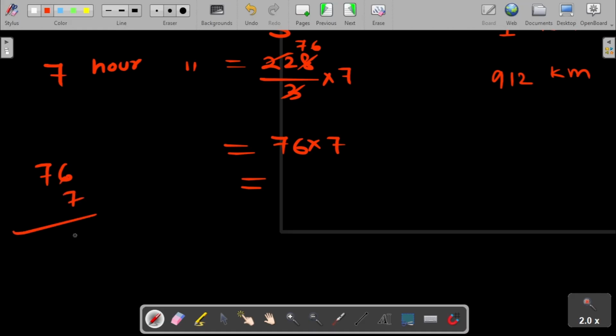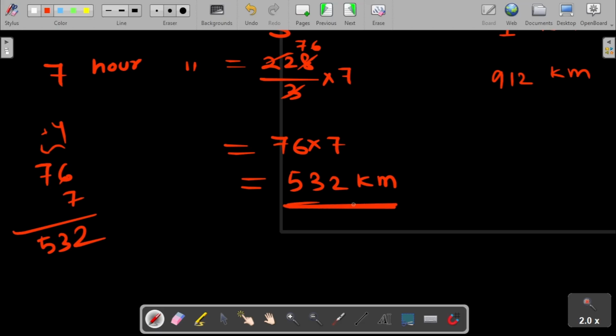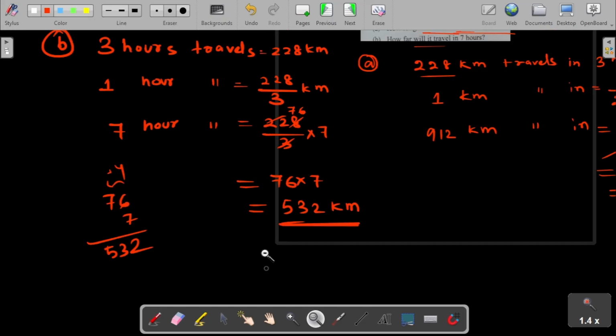7 multiplied by 6 is 42, so we take the unit digit 2 and 4 is carried forward. 7 times 7 is 49, and 49 plus 4 is 53. So 532 kilometers. So in 7 hours, the car travels 532 kilometers.